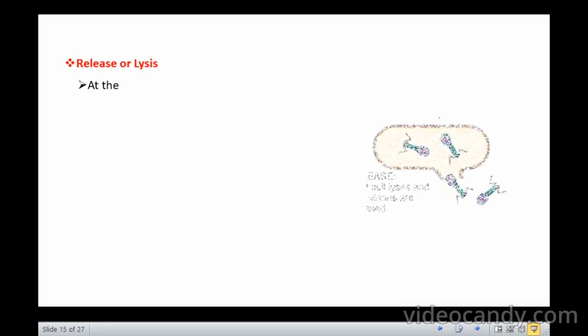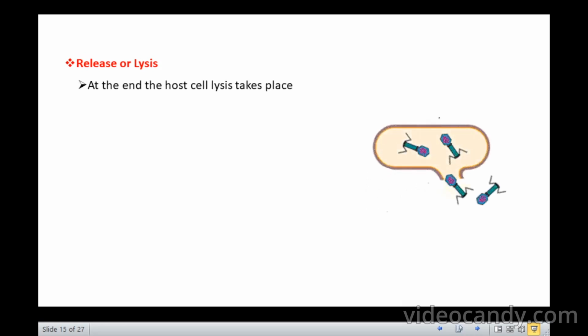The last stage is release or lysis. At the end of the intracellular phase, the host cell lysis takes place. In the case of E. coli, the cell lysis takes place approximately 22 minutes after infection. Most phages synthesize at least two proteins, one of which is a murein hydrolase or lysin, and the other is a membrane protein which is called the holin.